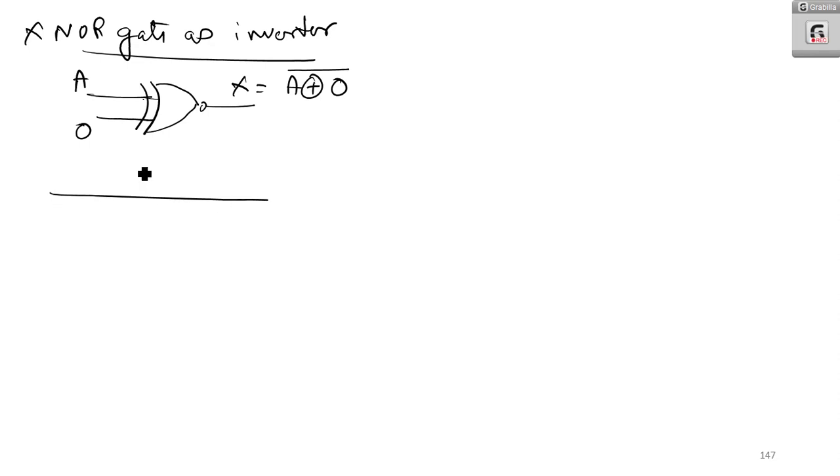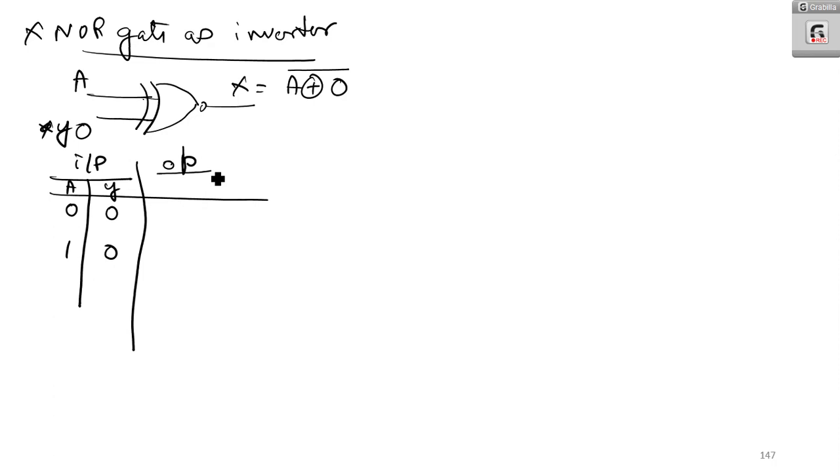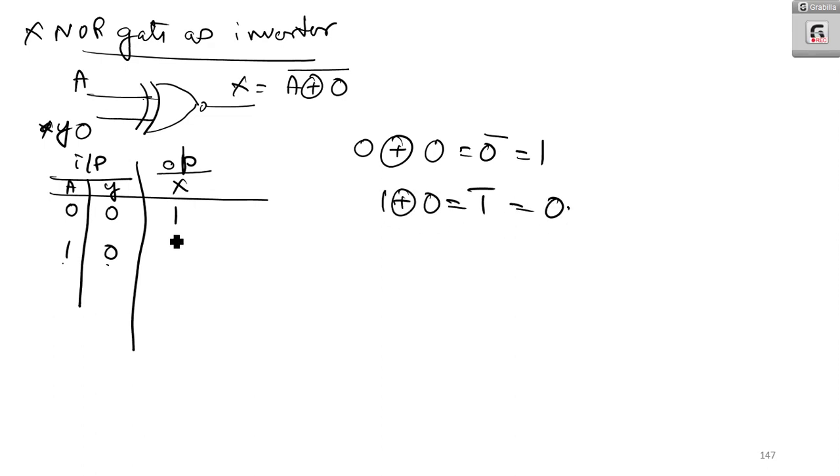I am having inputs A and the next input, say Y. Y is 0, and A can be 0 and 1. So what is the output X? 0 XOR 0 is 0, and you have to take the bar of it. The answer is 1. Now again, what is 1 XOR 0? 1 XOR 0 is 1. Take the bar of it. Therefore the answer is 0.